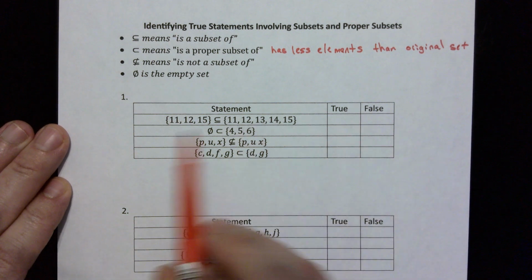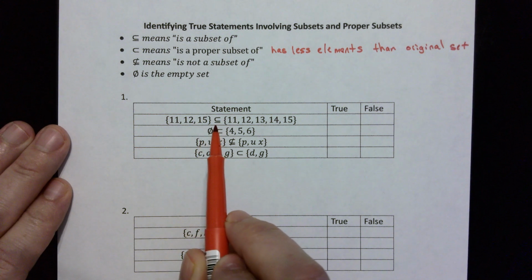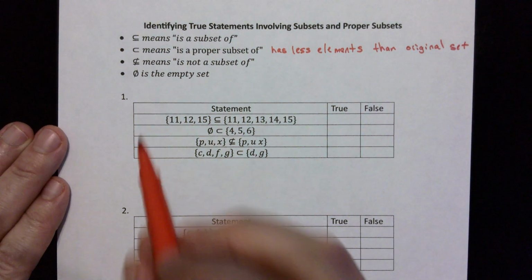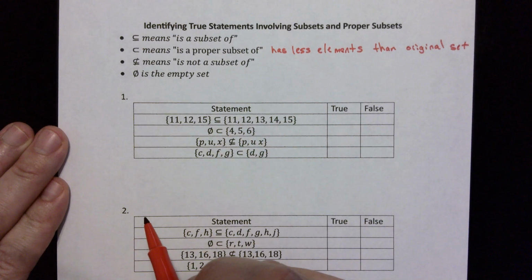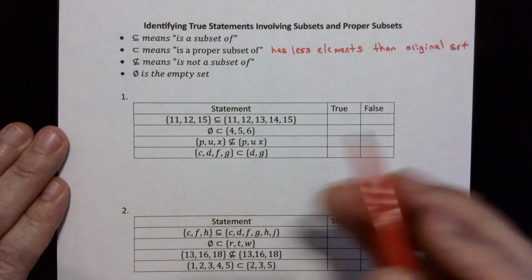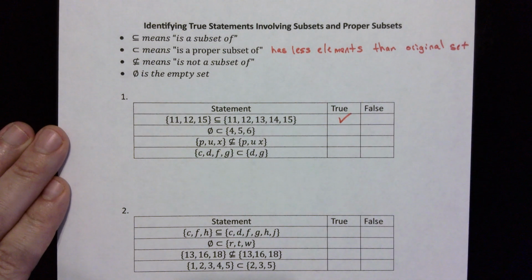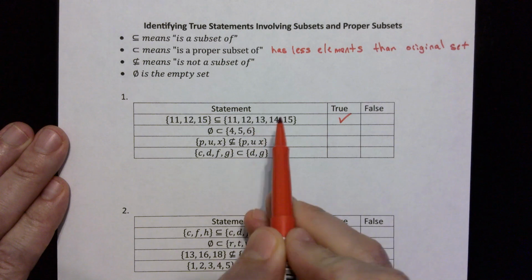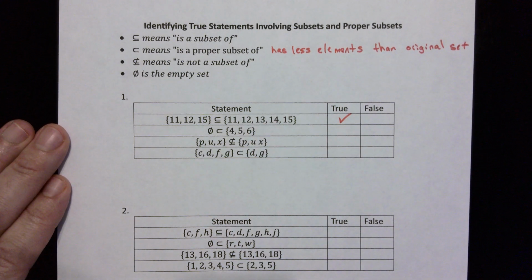This is a true or false statement. 11, 12, and 15 is a subset of 11, 12, 13, 14, 15. All we have to decide is whether the elements 11, 12, and 15 are found in the larger set. If so, then this is a subset. This one would also be a proper subset because all three elements are included, and there are fewer elements here than there. So it's both a subset and a proper subset.